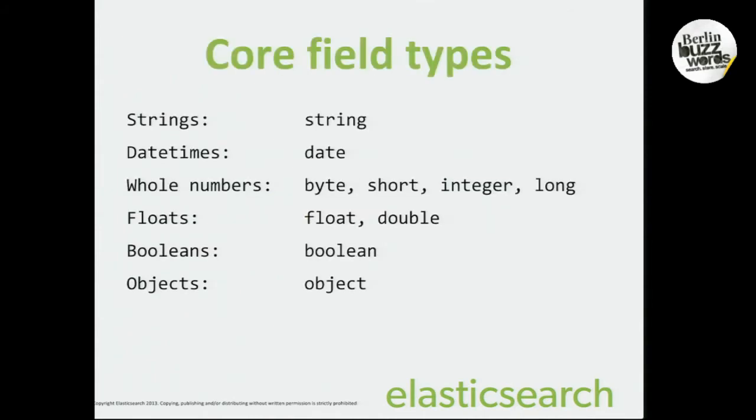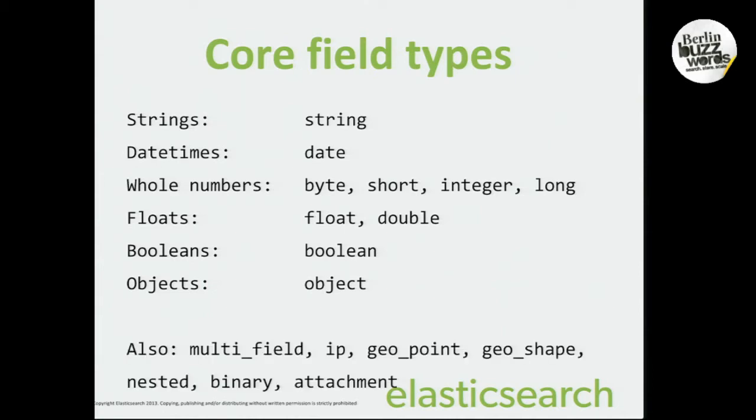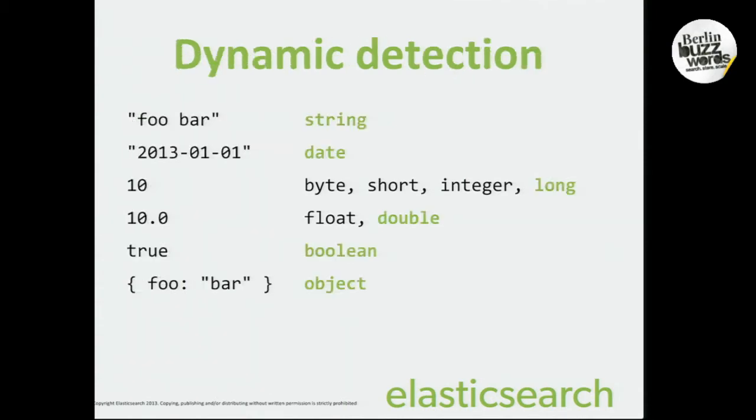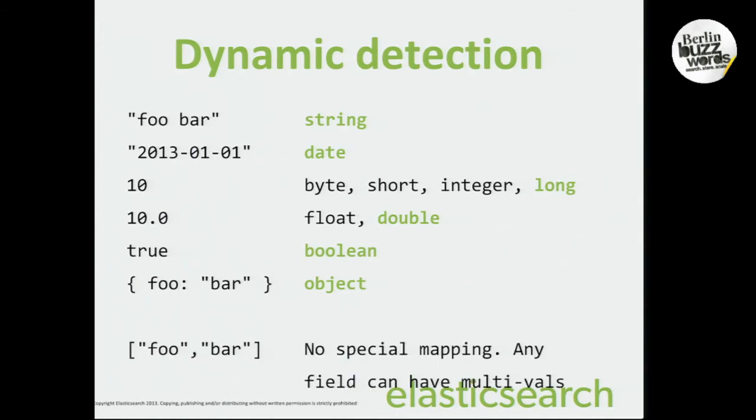There are a list of core field types that are supported by Elasticsearch: string, date, numeric, floats, Boolean, and object, which is like an object, hash map, or associative array, depending on the language you're used to. There are a number of others, a couple of which we will touch on later on, but this is what you're working with. When you throw a new field at Elasticsearch, it uses dynamic detection to try to guess what that field contains. So if it looks like a string, well, it's a string, unless it's a string that looks like a date, in which case it's a date. Whole numbers become longs, floating points become double, Booleans become Booleans, and objects are mapped as objects.